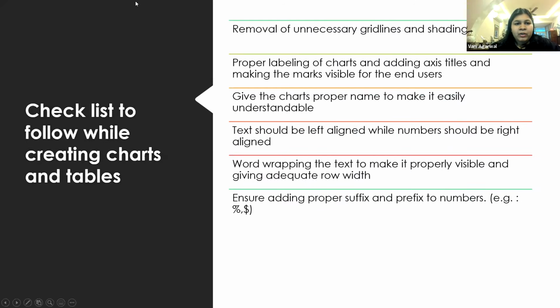Now, this is a small checklist which I always keep with me because even I sometimes forget to do a lot of stuff. When you make something in Tableau, by default there are always grid lines and pane shadings, which are not always required. It's a very good practice to remove those unnecessary grid lines and shading because it makes your work look much cleaner. The second thing is proper labeling of charts. This is the most important thing. Charts, if not labeled properly, lose a lot of meaning, for me at least. So always properly label your charts and add titles to them. That makes a lot of difference. And also make the marks visible to the end user.